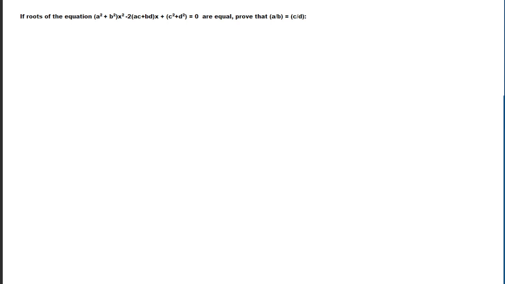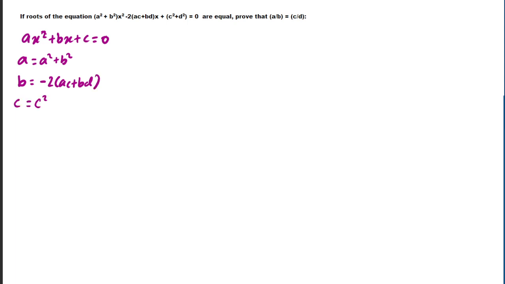The first thing that we should be able to know from this equation is that it's in the form of ax squared plus bx plus c equals 0, with a being equal to a squared plus b squared, b being equal to minus 2(ac plus bd), and c being equal to c squared plus d squared.